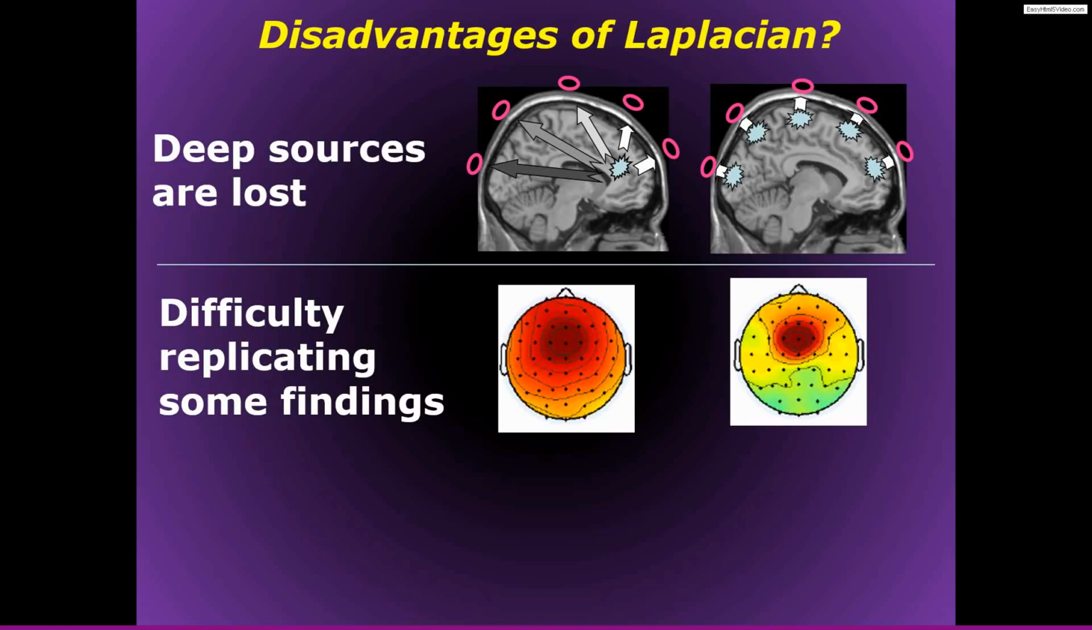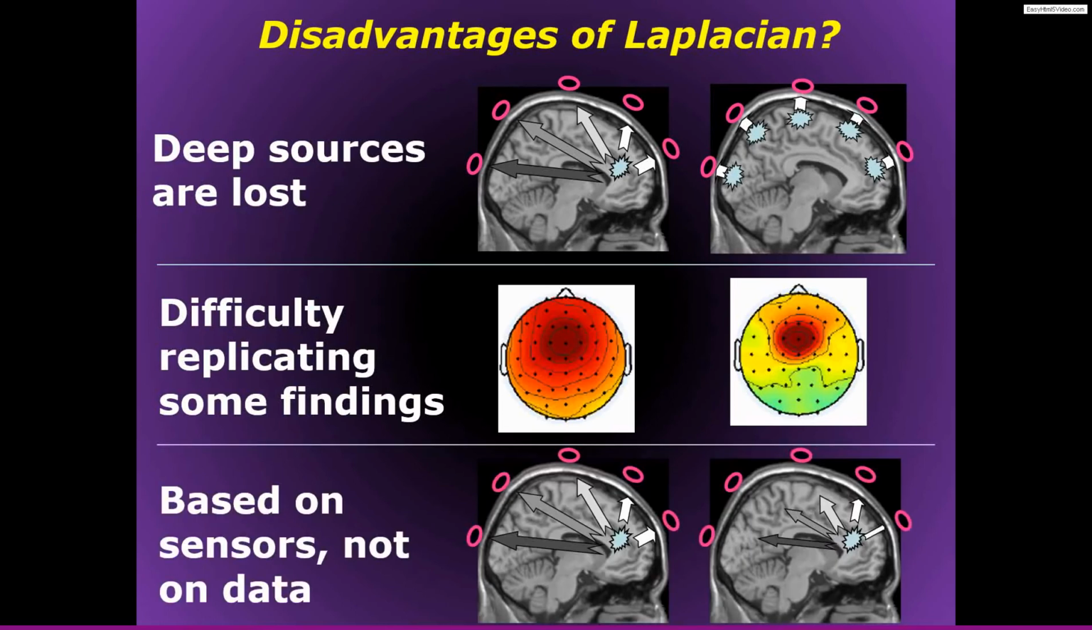For this reason, it's actually possible that you can fail to replicate some findings just because you're using the Laplacian. One example that people often use is the P3B. The P3B is a central parietal component that you see in EEG data in many, many cognitive tasks. But it's a very big, broad, widely distributed component, and the Laplacian is very good at getting rid of the P3B from your data. So if you're trying to do a P3B study, then the Laplacian is probably not the best spatial filter to apply to your data.